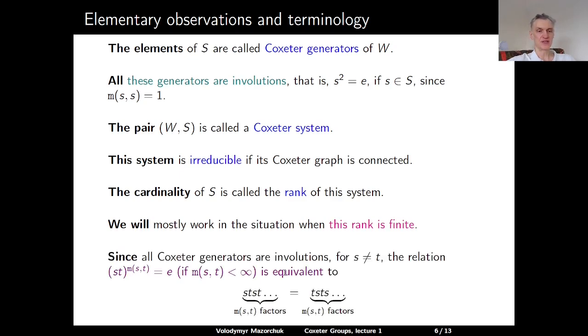And the final observation is, since all Coxeter generators are involutions, if s and t are different generators and the value of M at s, t is finite, then the original Coxeter relation (st) to the power m(s,t) is equal to the identity can be equivalently rewritten as the relation stst and so on, and that's a word whose length is the value of m at the pair s, t. So this word should be equal to the word tsts and so on, of the same length.